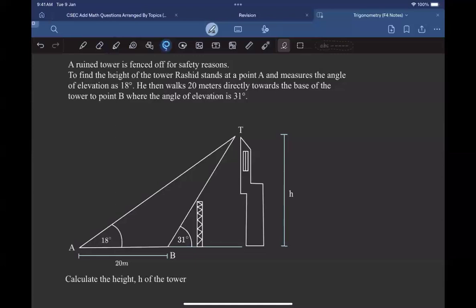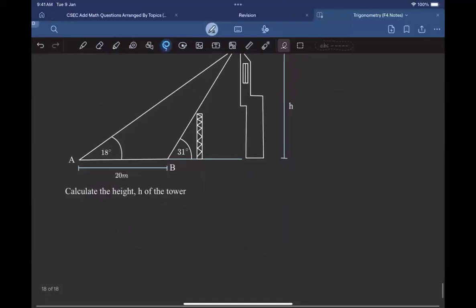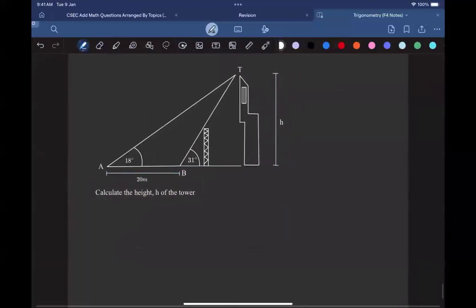The height of the tower. Right, so let me split up this diagram. Let me split it up into different triangles. I want you to draw on the screen one of the triangles, because we could split it up into two triangles if you want.